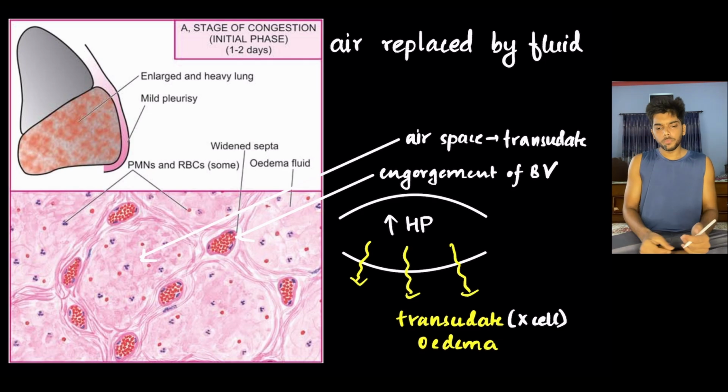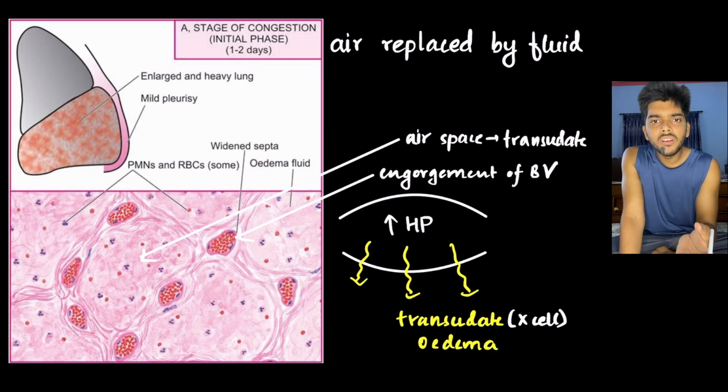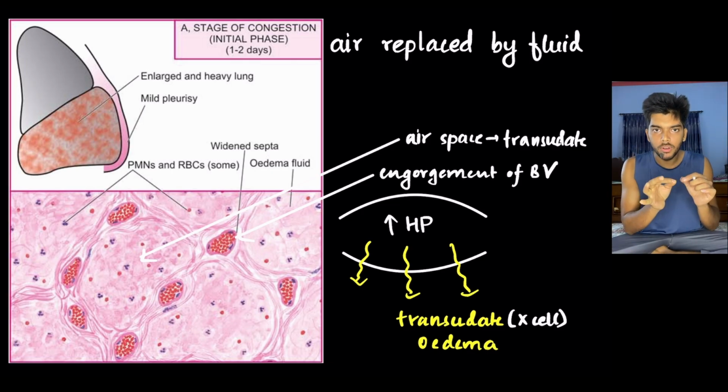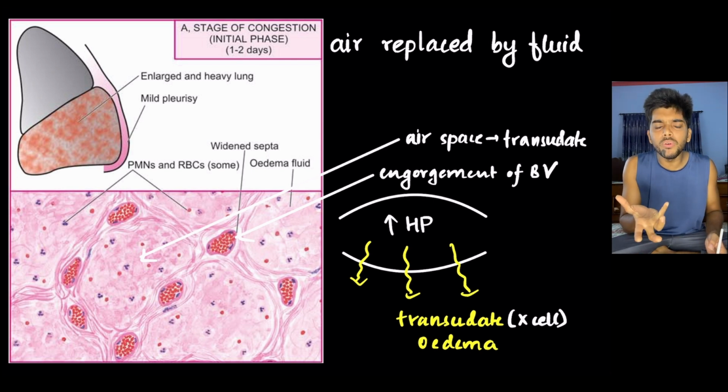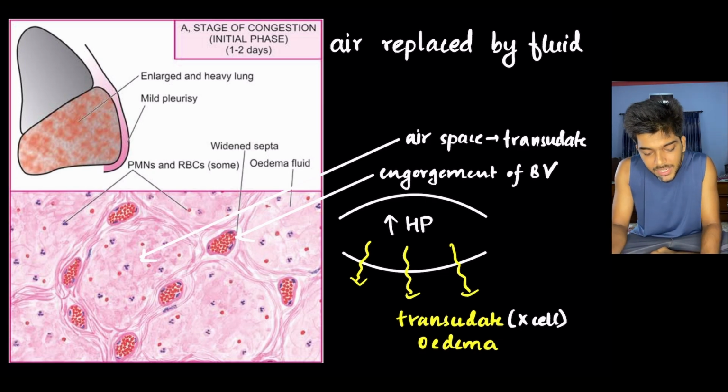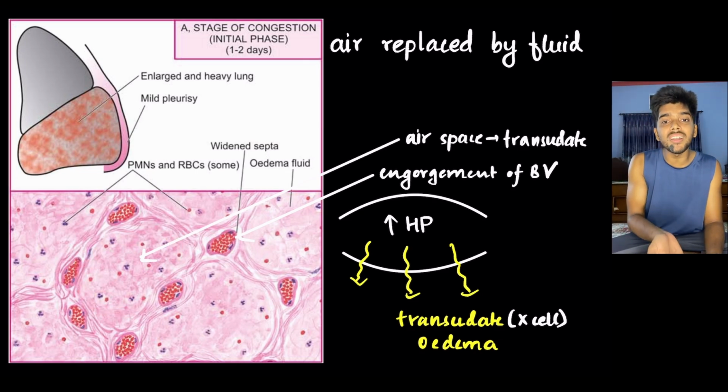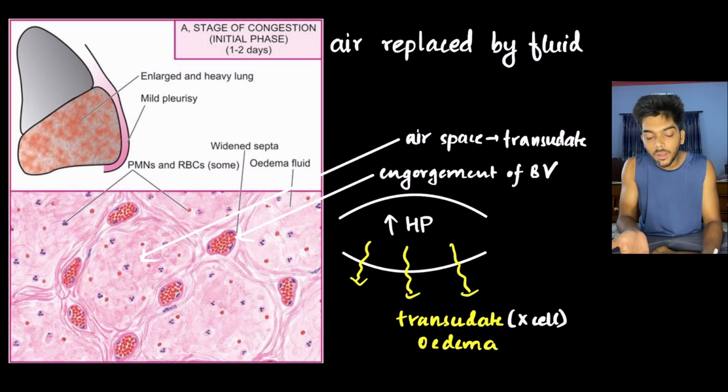Okay, so what will happen to the lung grossly? You have a balloon filled with air. You have the same balloon filled with water. Which is heavier? Obviously, the balloon filled with water is heavier. Here also, previously there was air space, but now this air space has been replaced by fluid, a water-like substance. So the lung becomes heavy, boggy.